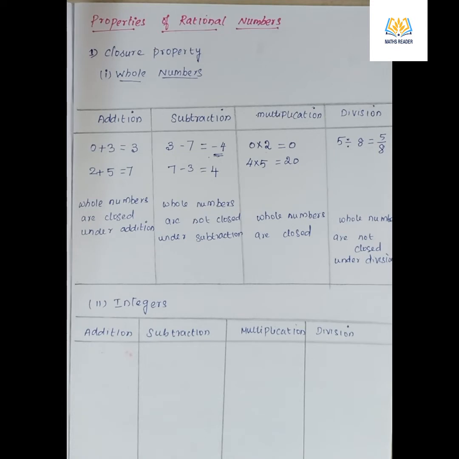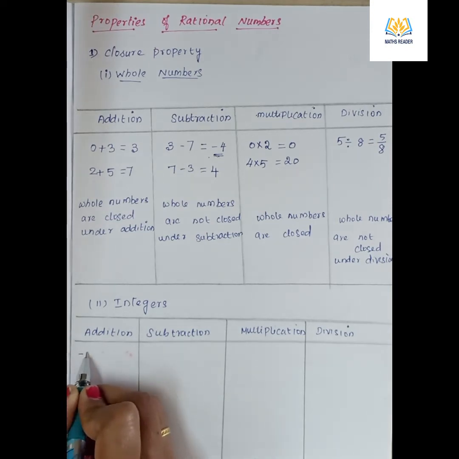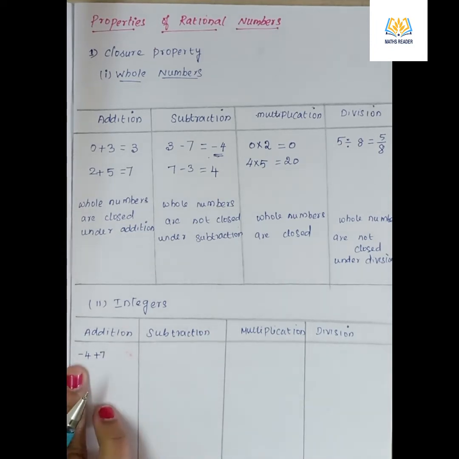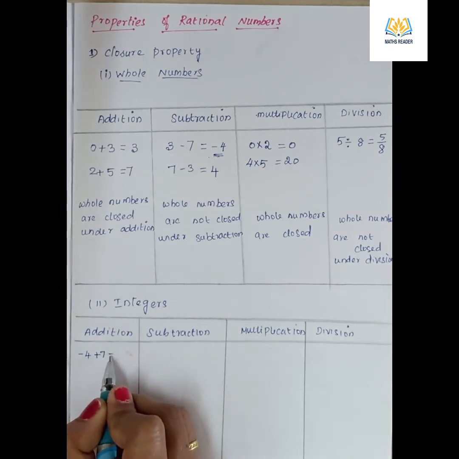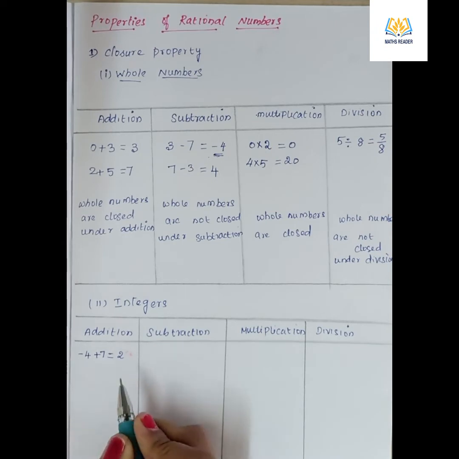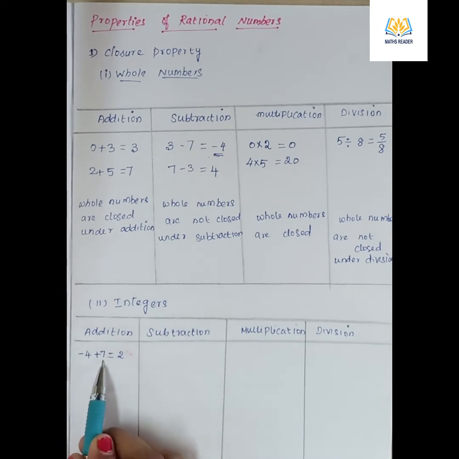Next we are going to check the closure property for integers. Integers have negative numbers, 0 and positive numbers. First we are going to check the closure property for addition. First consider minus 4 plus 7. Minus 4 is an integer and 7 is also an integer. So what is the answer? 2. 2 is also an integer. So when we add two integers, the answer we get is also an integer.